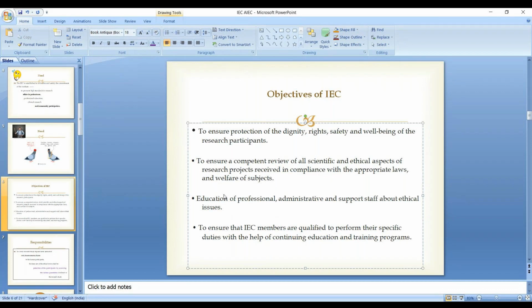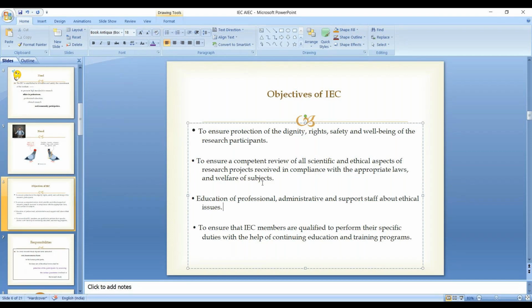Apart from that, the body in IC, all the members, they should be professional and administrative and support staff about ethical issues. It is not that you seat any layman, but he should have some vigilance and some knowledge about ethics, do's and don'ts, etc. He should have the knowledge of do's and don'ts related to ethics. So we have to choose such a person who has knowledge about these things.